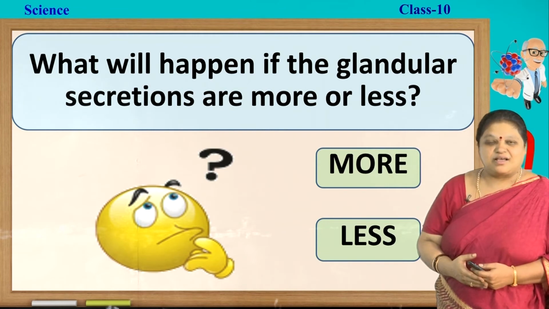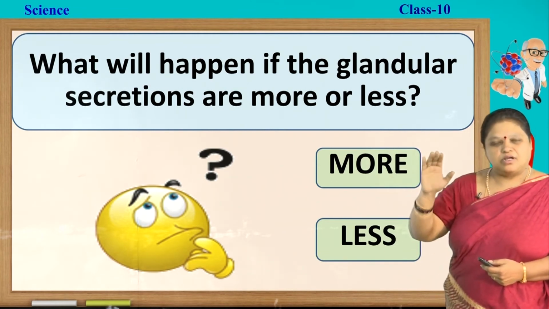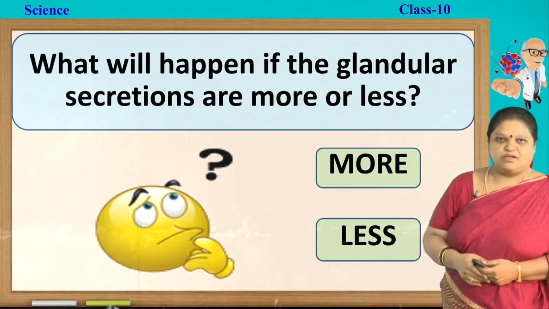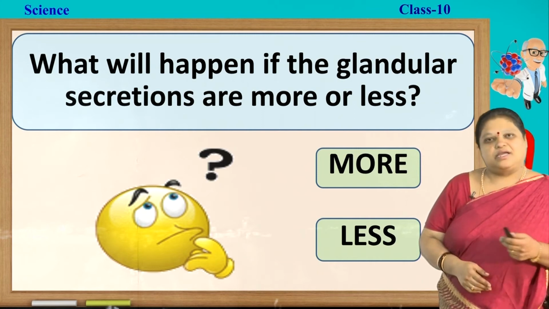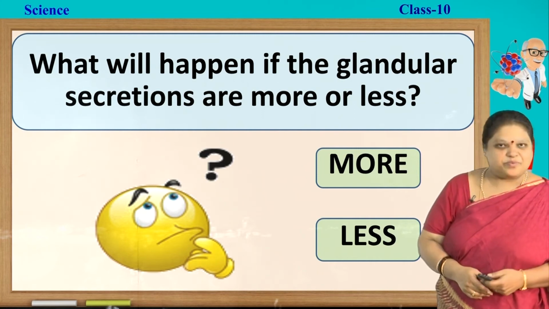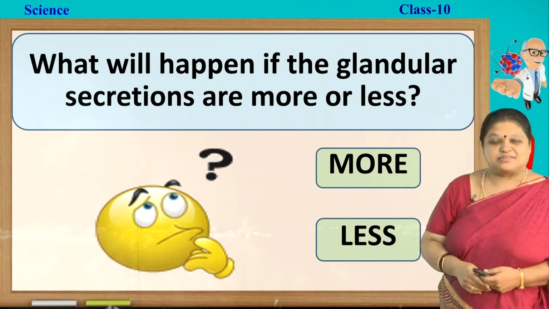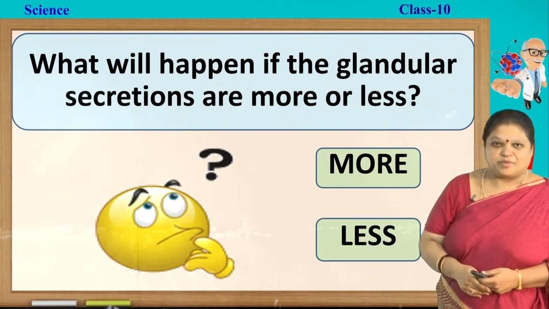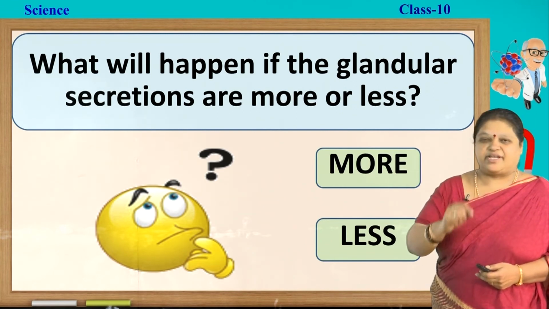You call it hyposecretion. Hyper means more, hypo means less. So, because of variation in the secretion, he will suffer from so many problems. He will have hormonal imbalances. Because of that, there will be so many problems. So, you understood it should be very, very appropriate.